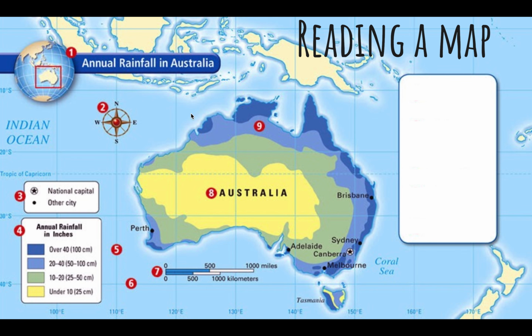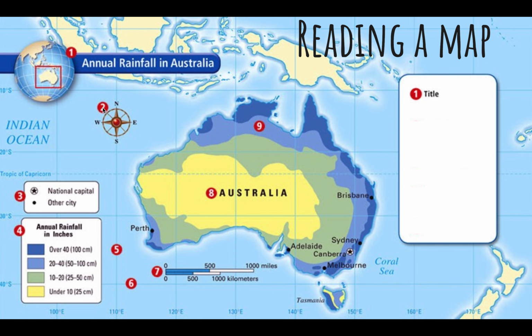Okay, welcome back. Looking at number 1, most maps have a title. So the title is going to give you information about the map. In this case, this is telling us this is the annual rainfall in Australia. How much rainfall Australia gets every year.